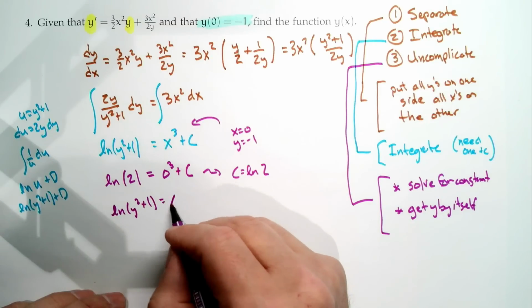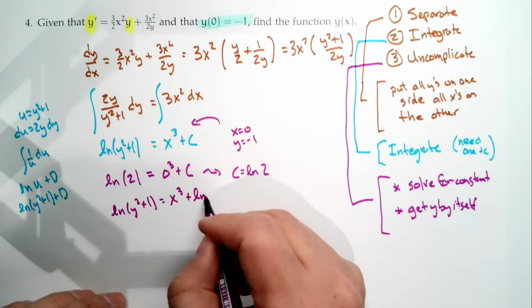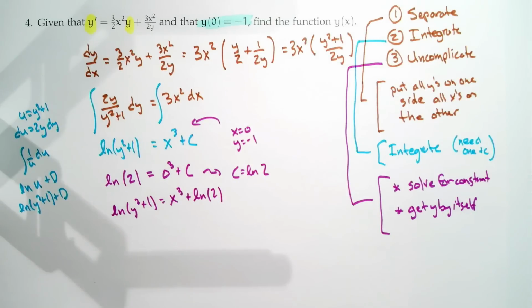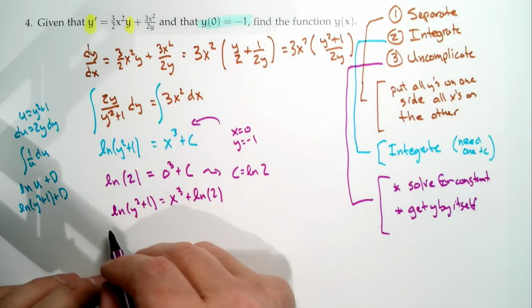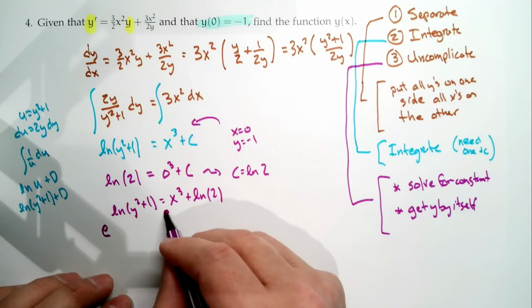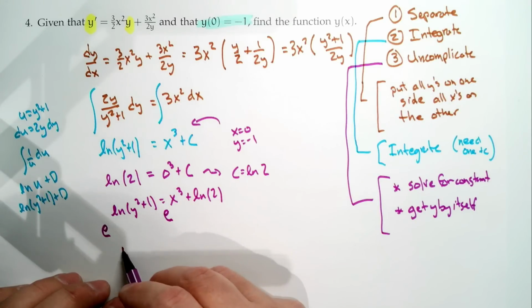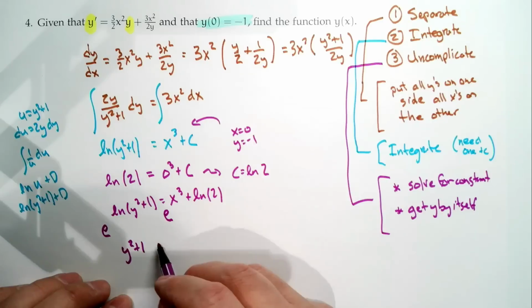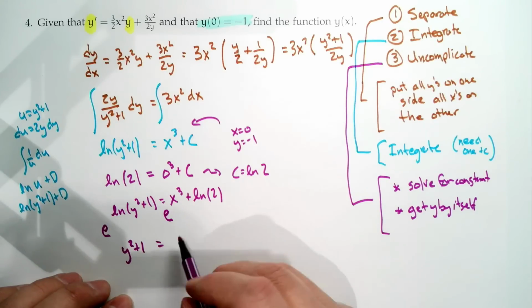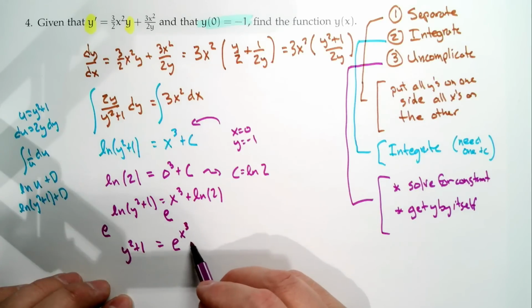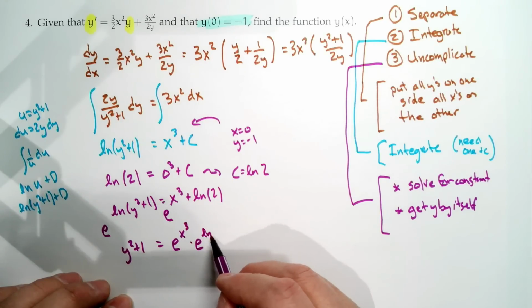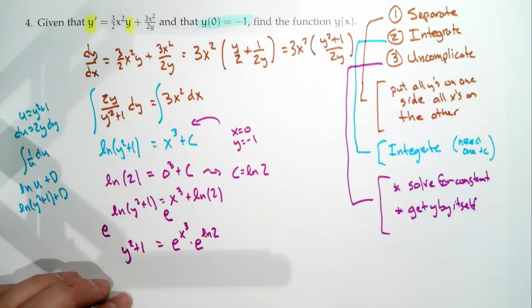All right, well, now that we have our constant, our last thing is to solve for our y, because we want to get y by itself. Right now, y is sort of not by itself. So to get it outside of the log, use the exponential function. E to the log of y squared plus 1 becomes y squared plus 1. Then I have e to the x cubed plus log 2. Now for this, there's a really nice thing you can do, which is that's e to the x cubed times e to the log 2. And what can you do with e to the log 2?